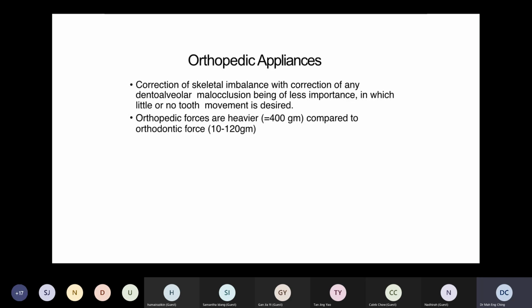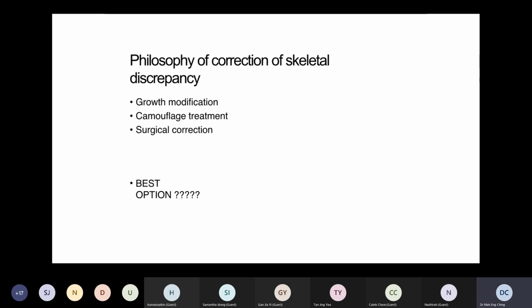Which is quite little. So if you want to move a block or a bigger object, then use a heavy force. And if you want to move a small object, then maybe use a small force. So far as the philosophy of correction of skeletal discrepancy, like we talked before, if the skeletal discrepancy is mild to moderate, then maybe you can use camouflage treatments or growth modification. When it comes to severe cases, then we have to do surgical corrections, which is orthognathic surgery. The camouflage treatment we are going to talk about later, but the growth modification is what we are trying to focus on today.